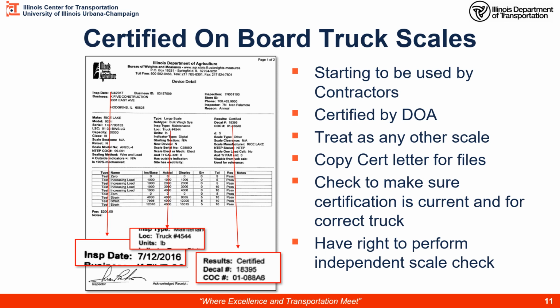And even with all that, you still have the right to perform an independent scale check if you have any suspicions that it's not weighing properly. You can take it and get the scaling done at an independent scale, just like you would tonnage items. So there's an inspection date. They get this updated every year, and just like a regular scale, even though it was done on this date, it would not expire until the end of the following year. They have a truck number assigned to it and a decal number assigned to it. So that's the information that you need.